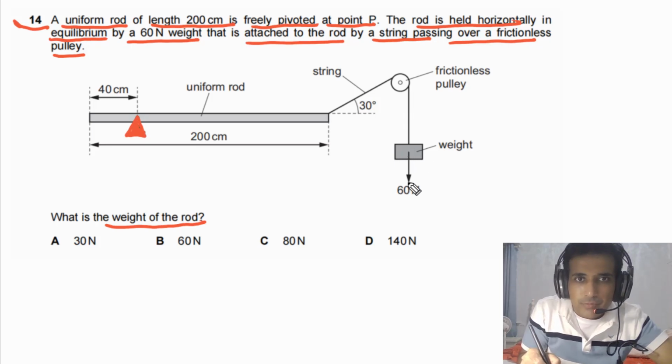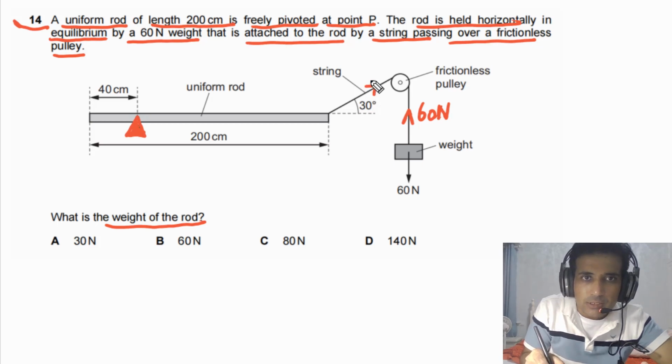Now we need to understand this weight is not moving up and not moving down. It means that the force acting up here has to be equal to 60 newtons. It means the tension in this string is equal to 60 newtons. So the tension here also has to be equal to 60 newtons. Now simply we can resolve this into two components. One component is 60 cosine of 30 degrees, and this one will be 60 sine of 30 degrees.